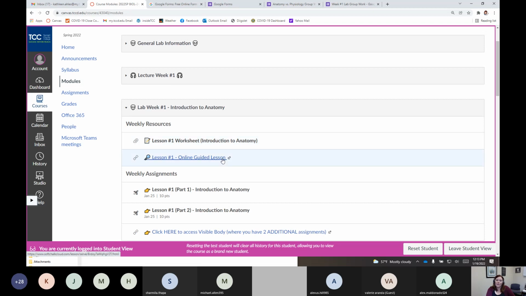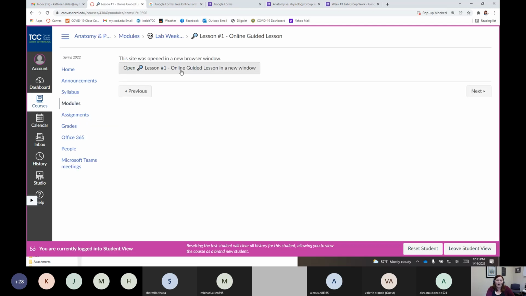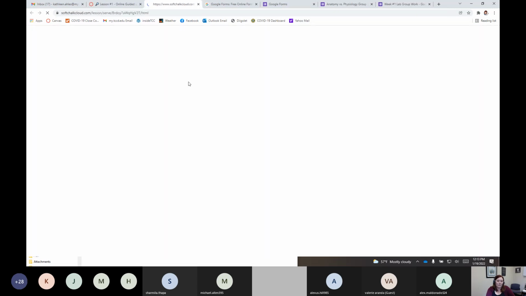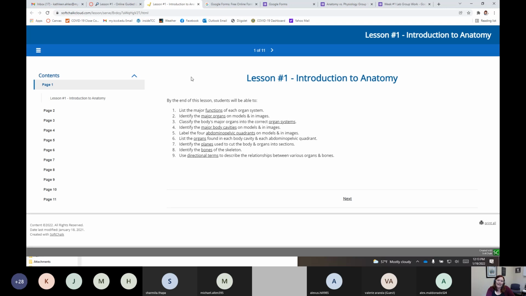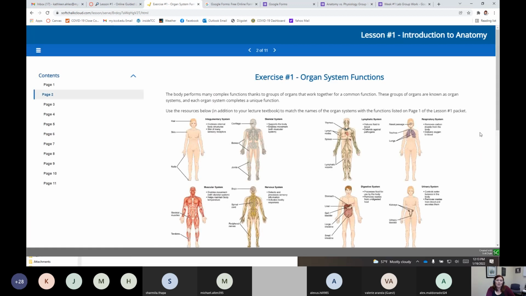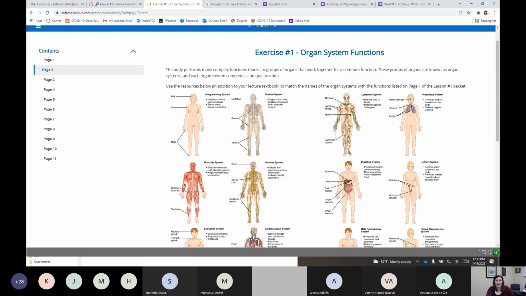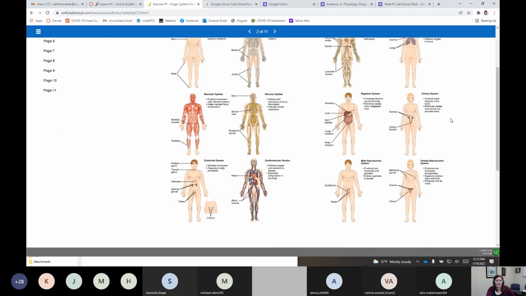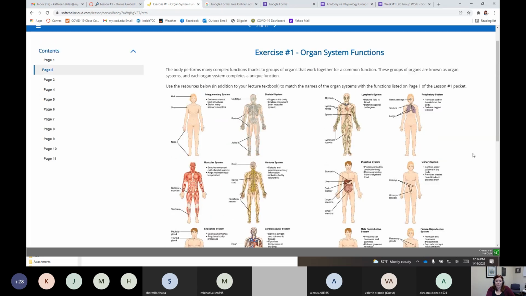The next thing you'll see is what's called the online guided lesson. The online guided lesson is a great resource for you because it helps you to complete your lesson worksheets. So you'll see today as we start working on things, the first thing we're talking about is the functions of different organ systems. So here's a page for exercise number 1, the organ systems of the body, describing their functions.